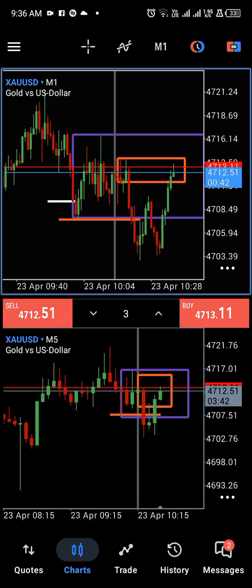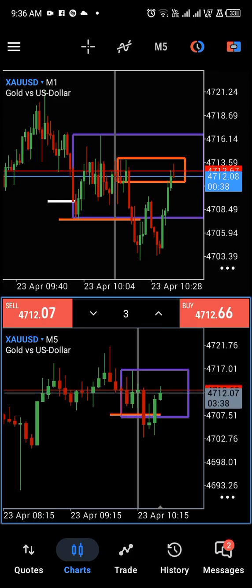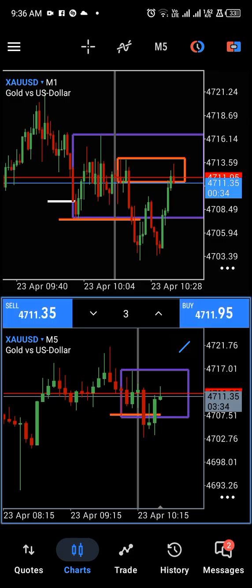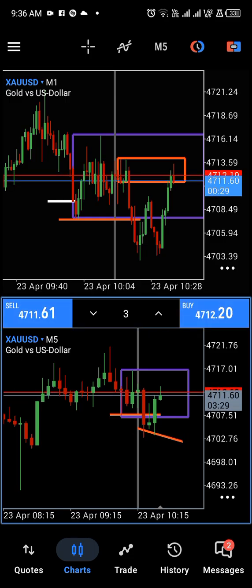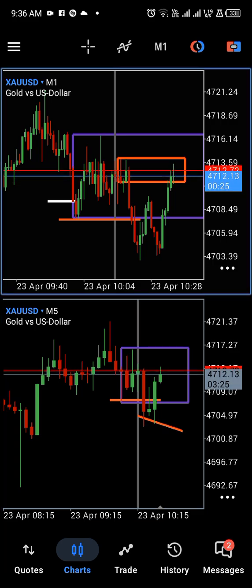So I will mark it. Let me remove this on the 5-minute time frame and then get this area marked. Oh wait, okay, I'm seeing an inverted hammer on the 1-minute time frame. It came back.